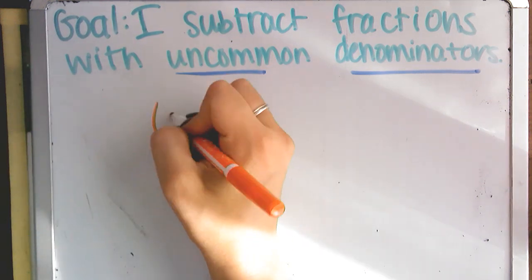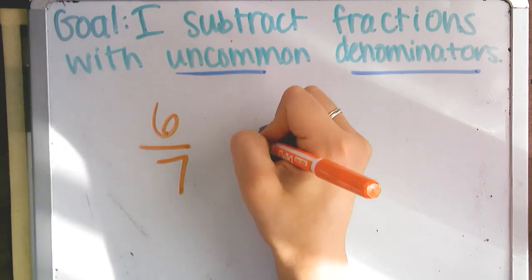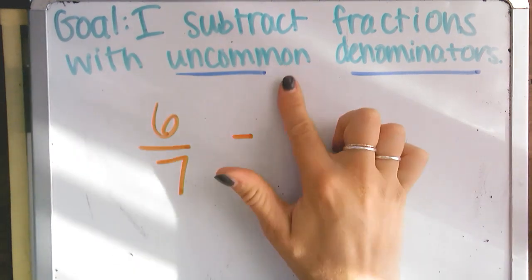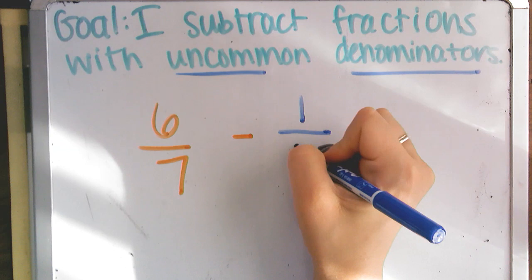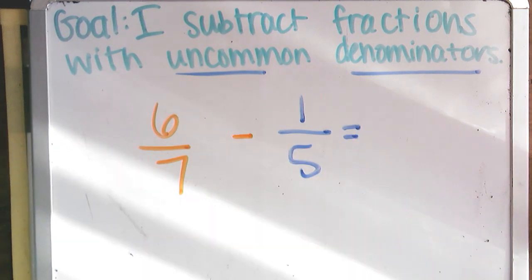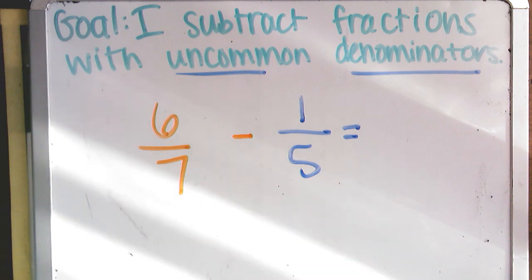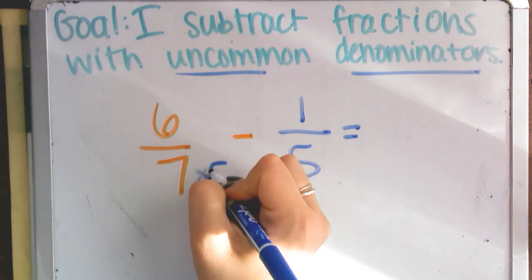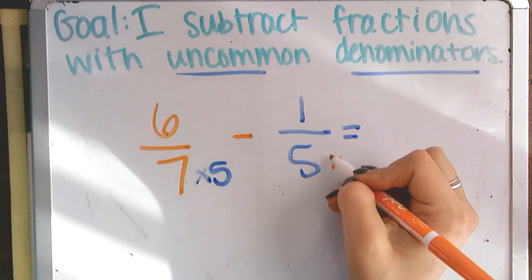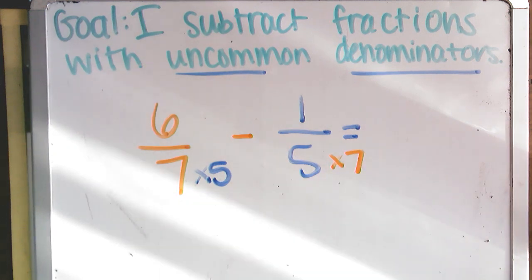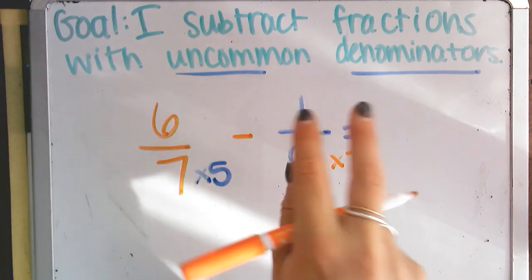We'll do another one. So 6/7 minus 1/5. So again, we need to multiply by the opposite denominator to make them equivalent. So this would be times 5, and this would be times 7. Now, whatever you do to the bottom, you must also do to the top.